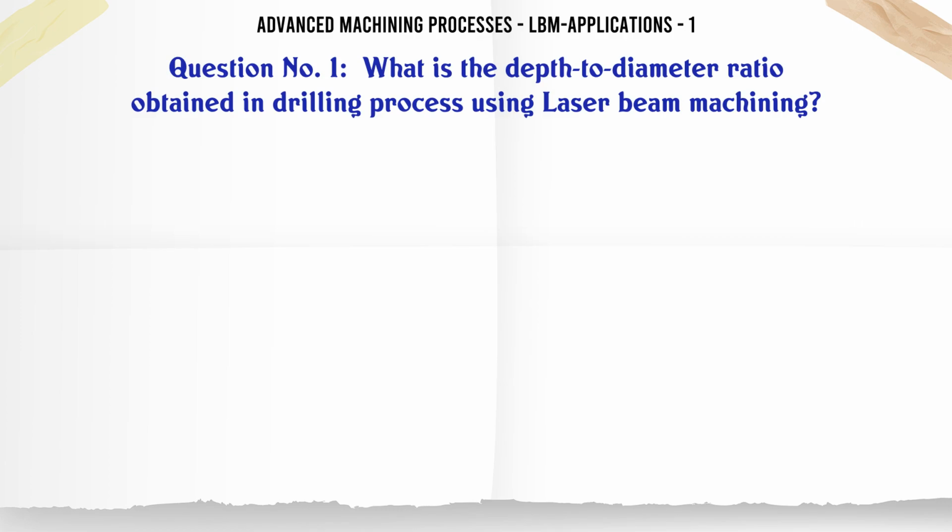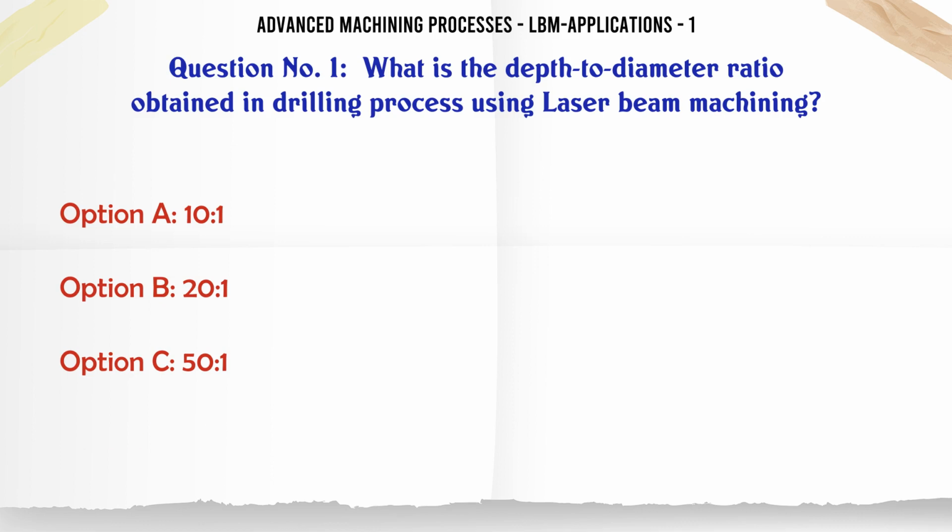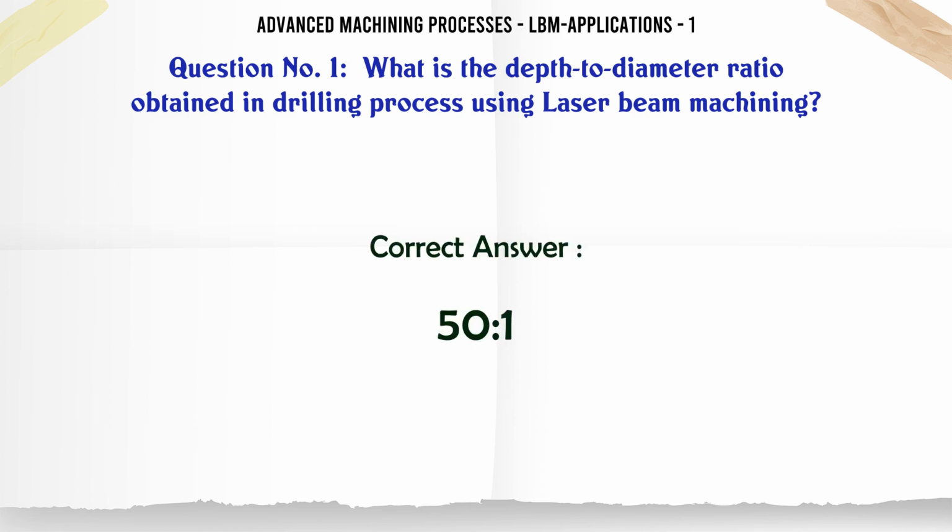What is the depth to diameter ratio obtained in drilling process using laser beam machining? A. 10:1, B. 21, C. 51, D. 81. The correct answer is 51.